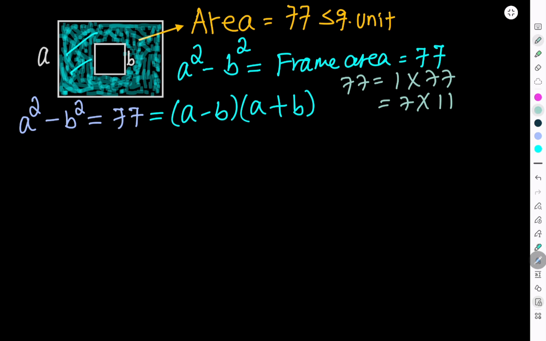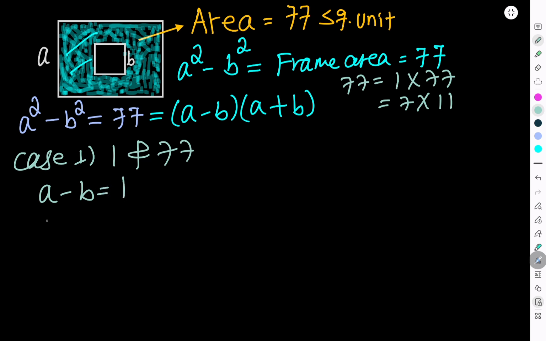The first case is when we take the factors of 77 to be 1 and 77. Let us consider it as case 1, when the factors are what? 1 and 77. Then in this case, a minus b is what? A minus b is the smaller factor, 1, and a plus b is the larger factor, that is 77, right?